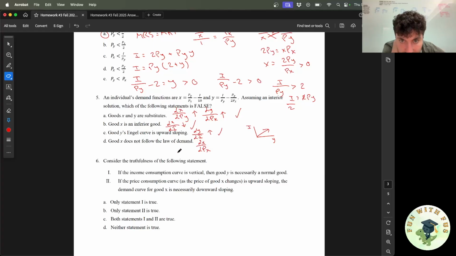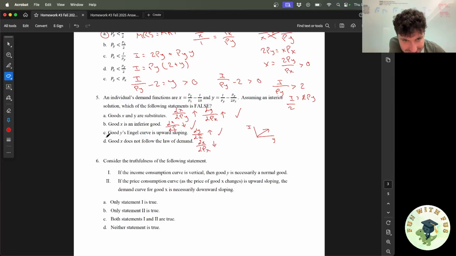And good X does not follow the law of demand. Okay, let's unprocess. It does not follow the law of demand, and I'm trying to find which one is false. So as I increase the price of X, the X becomes smaller. So they have an inverse relationship, which is what I would want. So I think it does follow the law of demand, and hear me out. Number 5 is D.